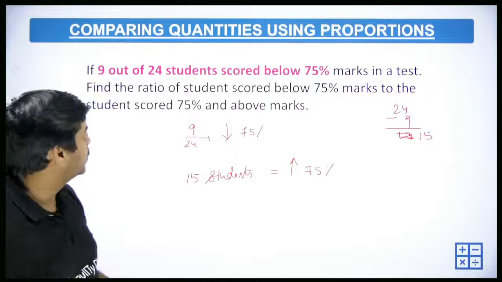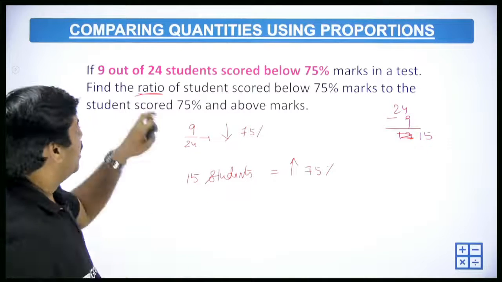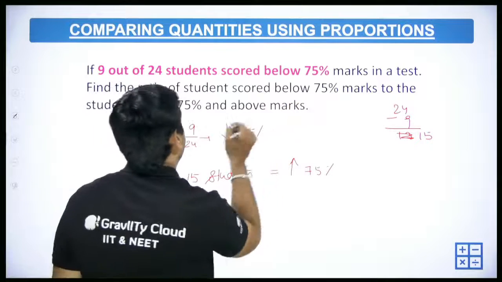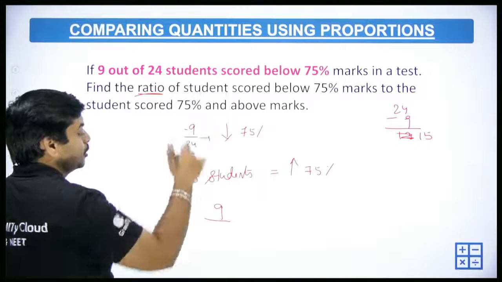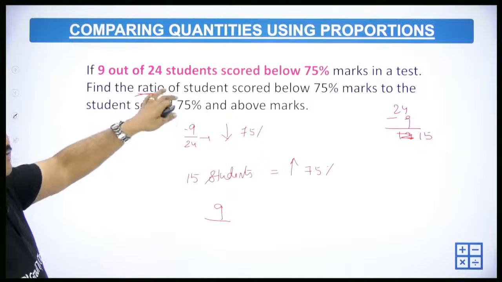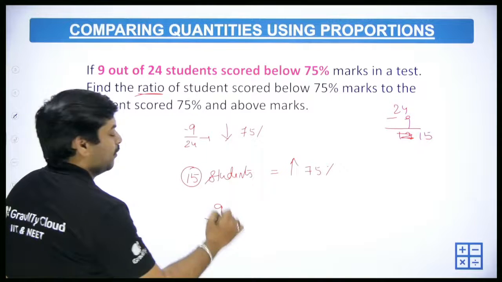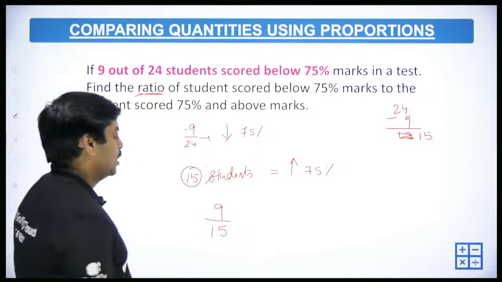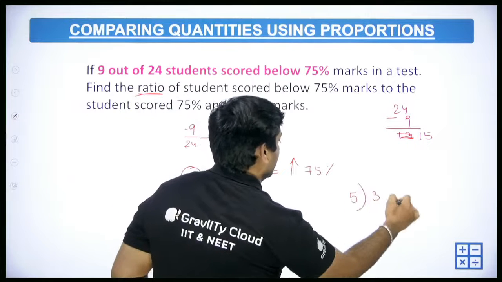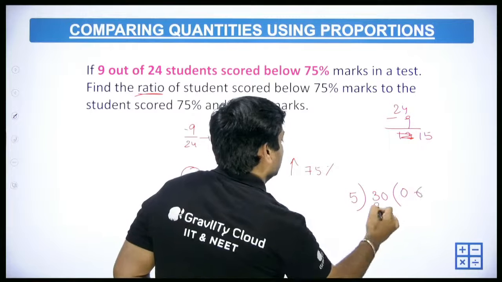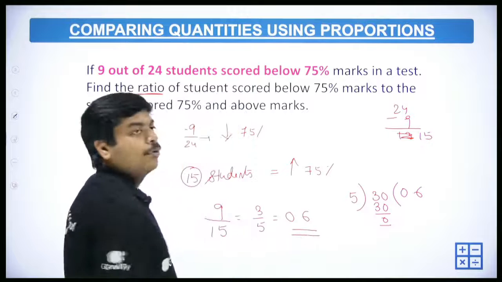The question is to find the ratio, which means we need to compare two quantities. The number of students who scored below 75% is 9, and the students who scored 75% and above is 15. So 9 by 15 is the final required answer, which is 3 threes and 3 fives, so 3 by 5. Let's divide 3 by 5. 5 sixes are 30, so it is 0.6. Understand?